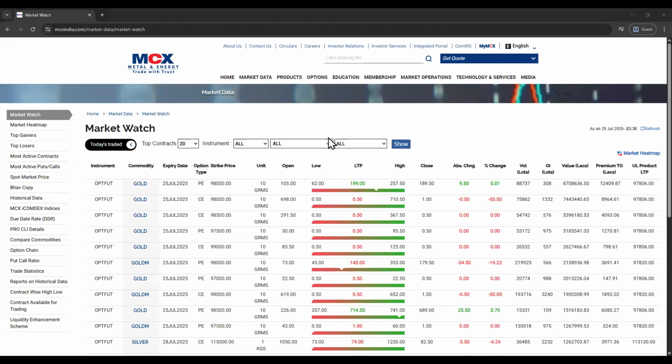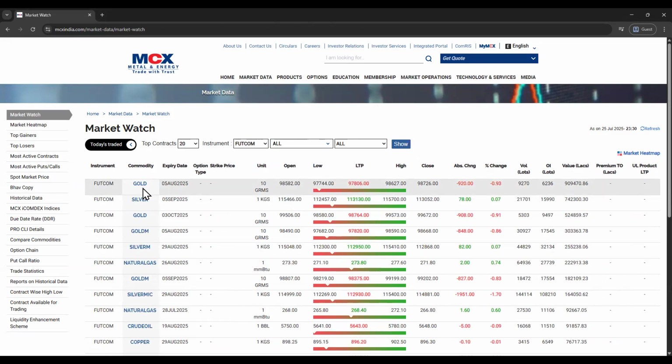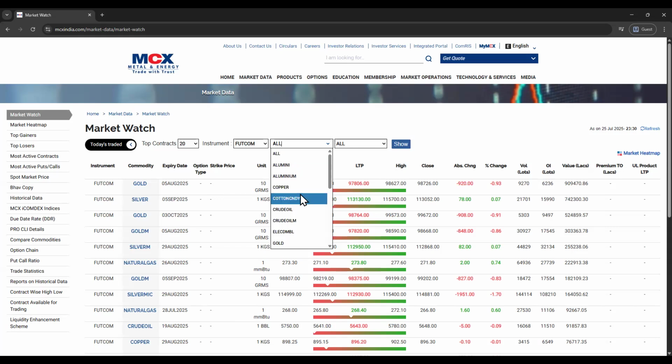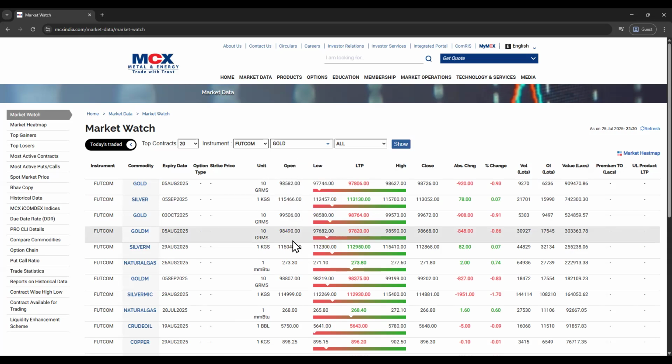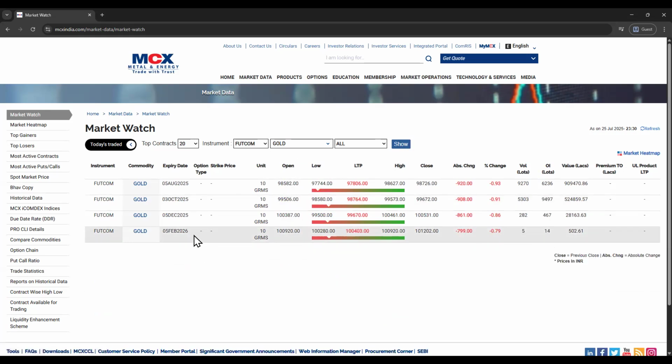Let's see. I'll opt for a commodity for which a lot of contracts are available, so let me go for commodity futures and see all the commodities. We have one contract in gold. Let me select one commodity. I think we have more contracts for gold. It's showing one over here, but we have more. We have 5th August, we have 3rd of October also. Yes, we have many contracts for gold.